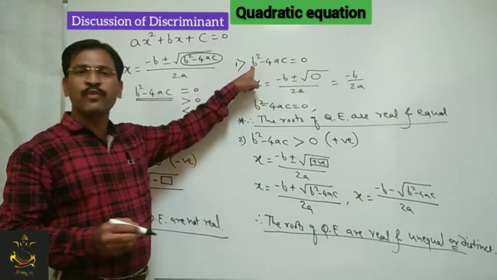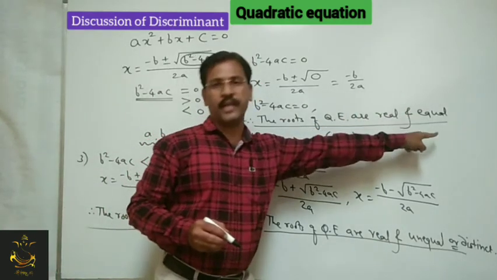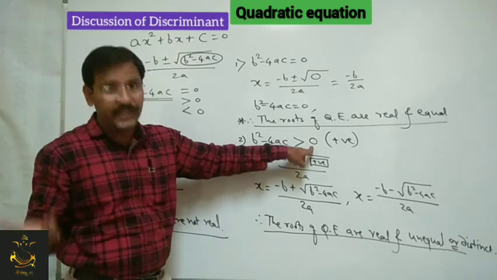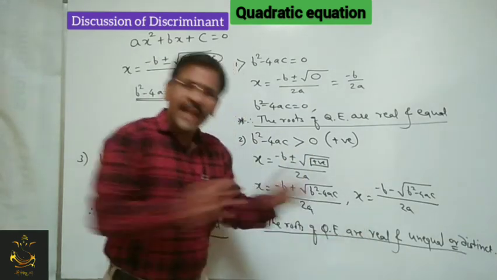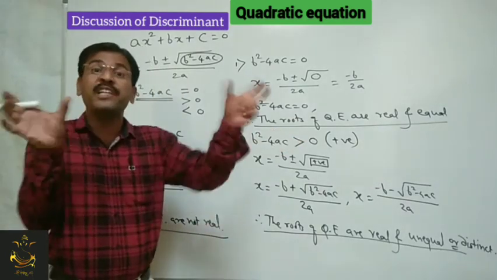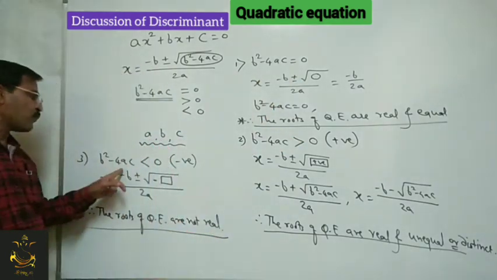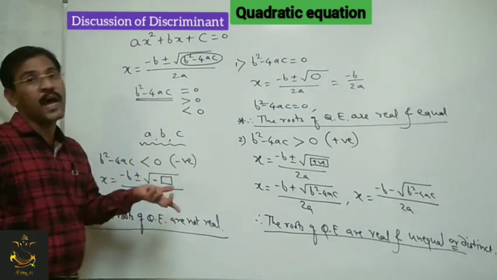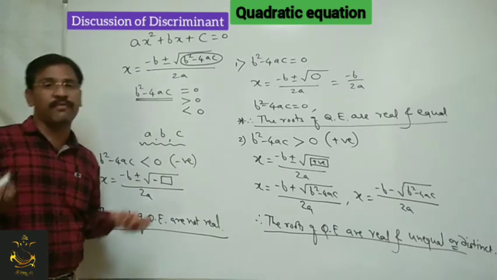Whenever b square minus 4ac is equal to 0, then the roots are real and equal. If b square minus 4ac is greater than 0, that is positive, then the roots of the quadratic equation are real and unequal, meaning distinct. Two distinct roots we can get here. But if b square minus 4ac is less than 0, that means negative, then the roots are not real. We know the root of any negative number we cannot find.